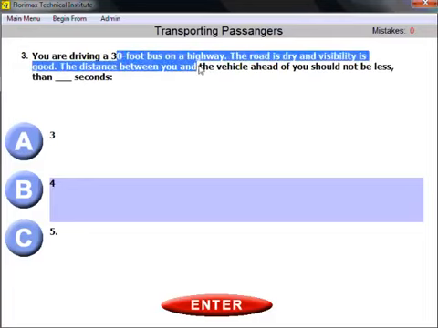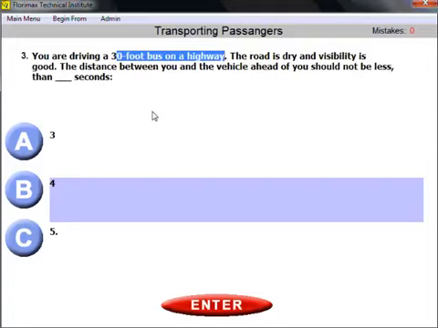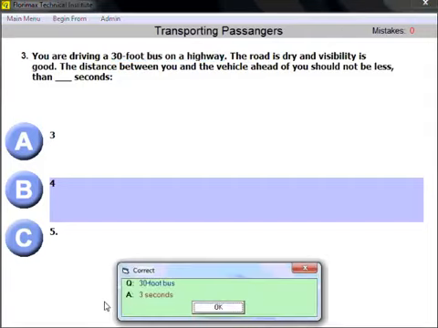So you are driving on a highway, so you should assume the speed is higher than 40 miles per hour, because usually highway speed is 55. And that's why the right answer here is 4. When you are driving a 30-foot bus on a highway in excellent road condition, you should keep the distance between yourself and the vehicle ahead of you as 4 seconds.